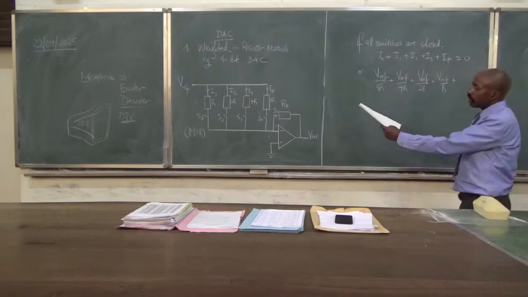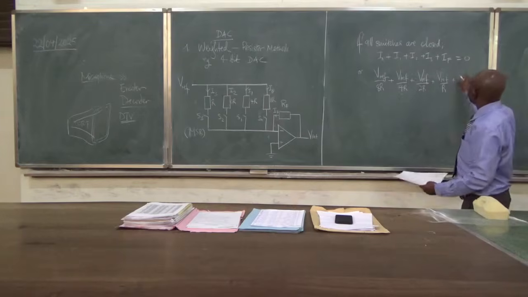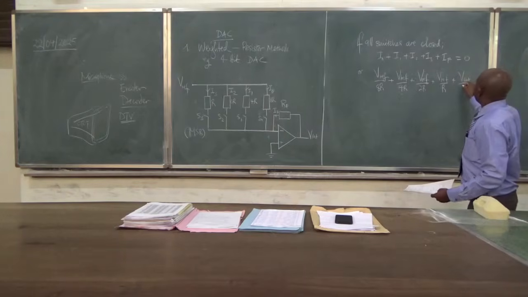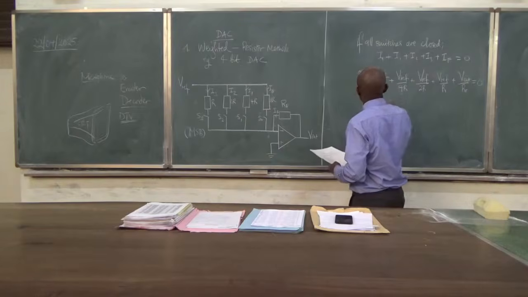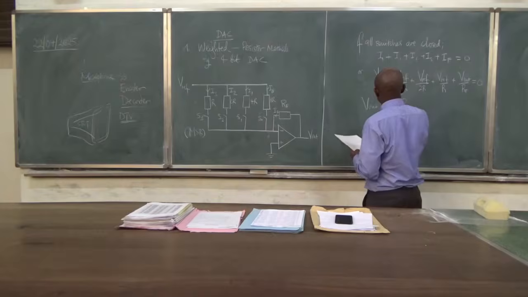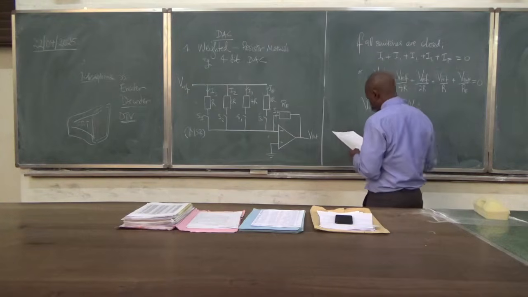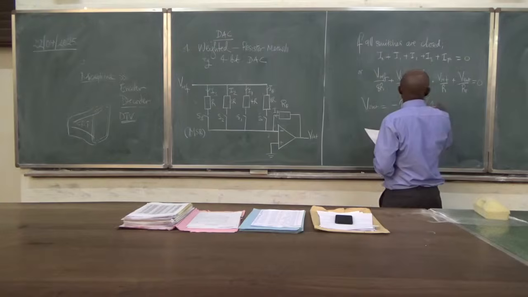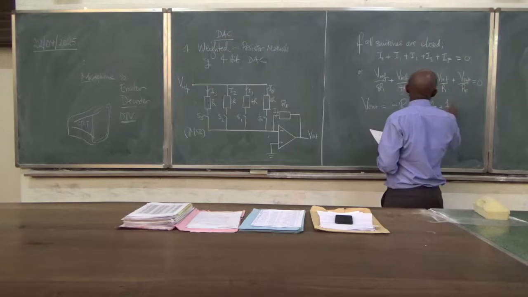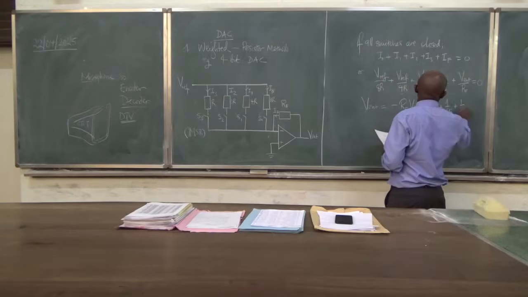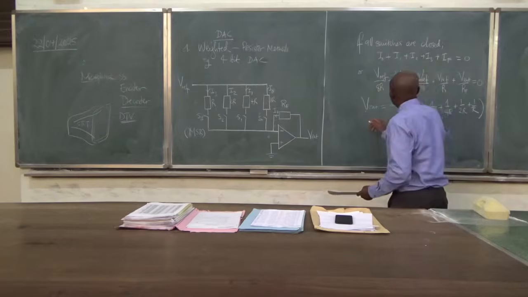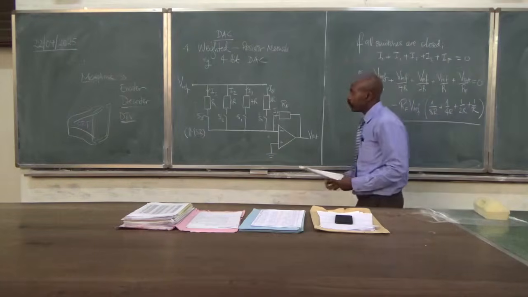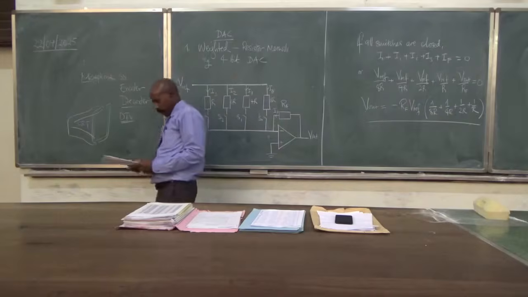Now we go to this other side: V out over RF equals 0. And V out would be the same as minus RF Vref times 1 over 8R plus 1 over 4R plus 1 over 2R plus 1 over R. And we would be able to get a value of the output voltage.